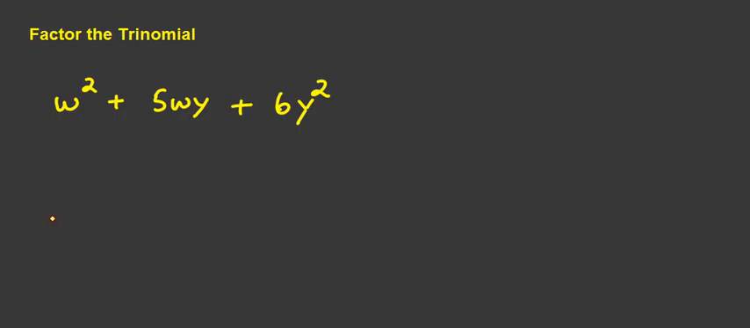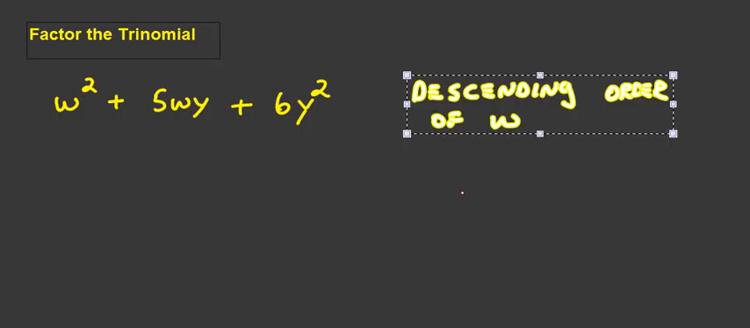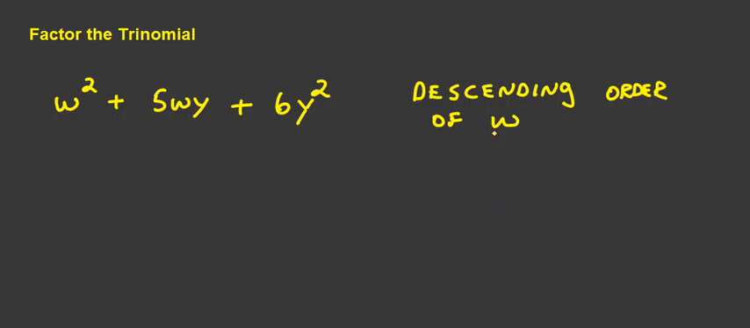And the next thing we want to do is make sure that the trinomial is in descending order of one of the variables. Well, I've got two variables here. I've got a w and I've got a y. So we have to figure out which one of the variables we want to write in descending order. Well, it starts with w squared. So we can write this one in descending order of w, because we've got w squared as the first term.